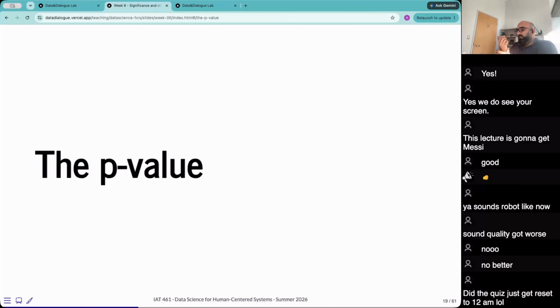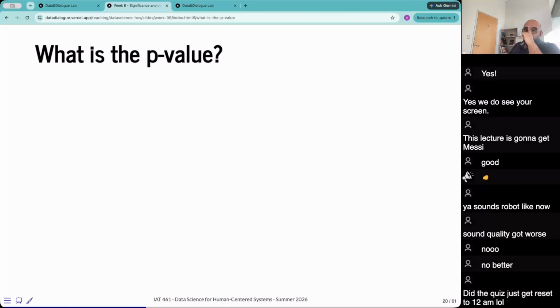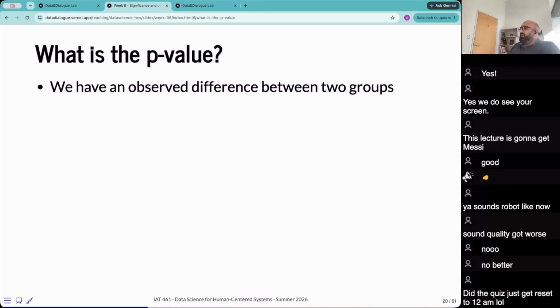Now we get to the question of p-value. You've heard it, some of you might have seen it. The p-value is, again, we have observed the difference between these two groups.